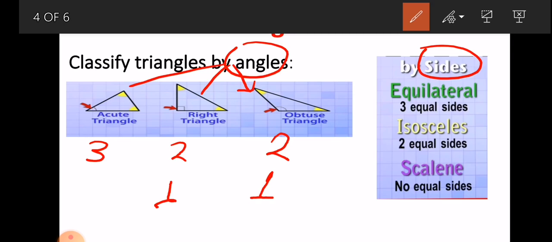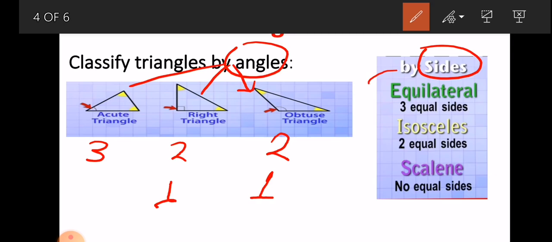Acute, less than 90 degrees. And right angle means it's 90 degrees. So this is the classification according to the angles. What about the sides? According to the sides, also I have three types.